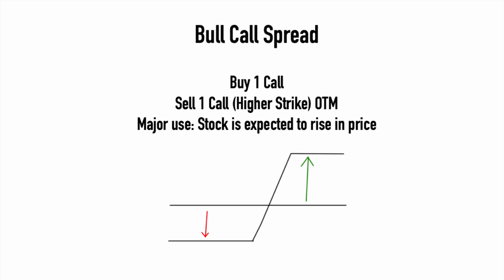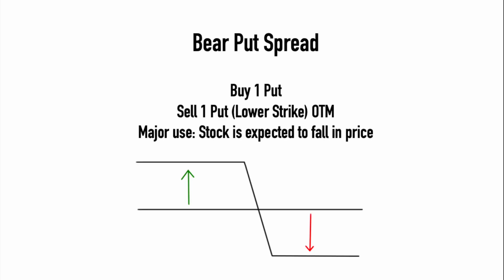An investor would generally enter into this position when the investor expects that a stock will rise in price and is willing to give up some additional upside potential in order to receive funds to pay for the call option that's at a lower strike price. A bear put spread is similar, but this time the investor buys one put option and sells another put option at a lower strike price.